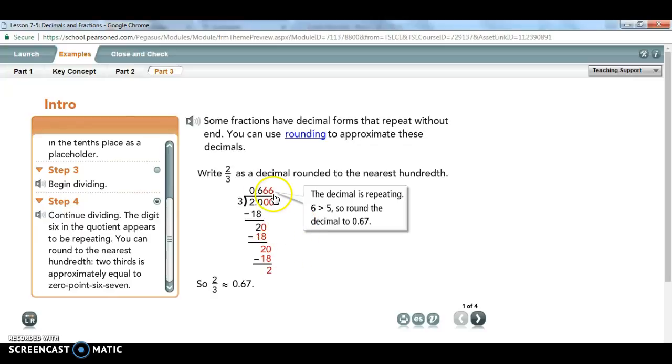What we then find out if we continue going is we will always say 3 can go into 20 6 times, subtract 20 minus 18. We can continue going. You'll always have 2 as a remainder, and no matter how many zeros you bring down, you'll always have 2 as a remainder, which makes a 6 repeating. So the decimal is repeating. 6 is greater than 5, so round the decimal to 0.67, or 67 hundredths.